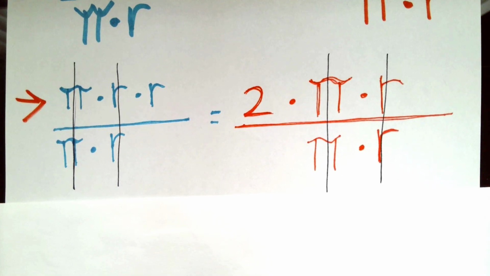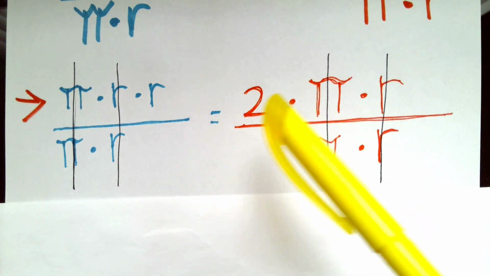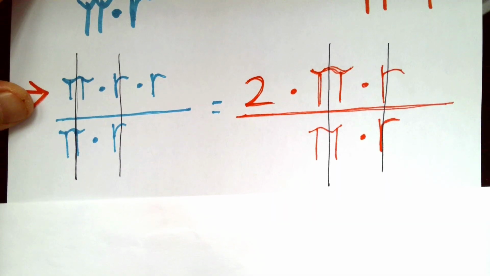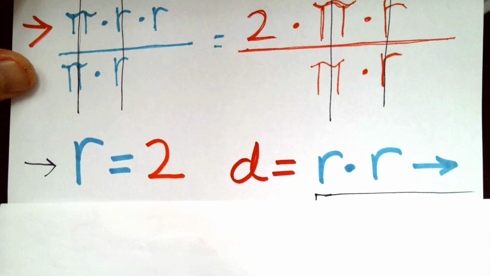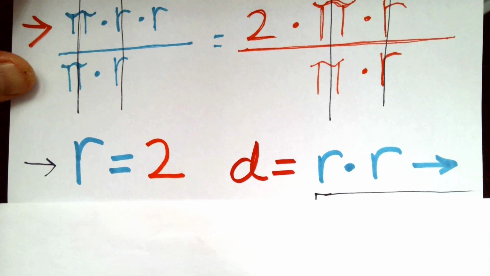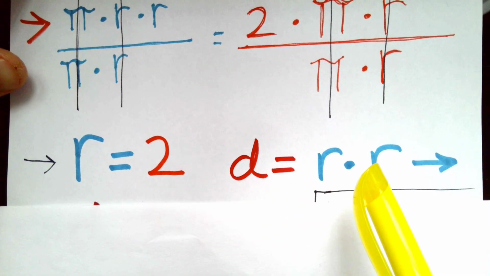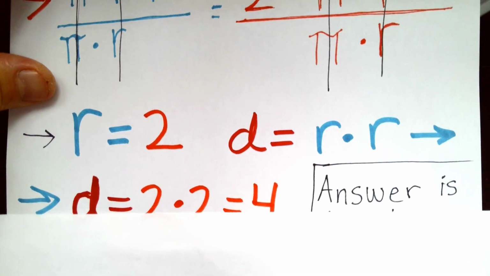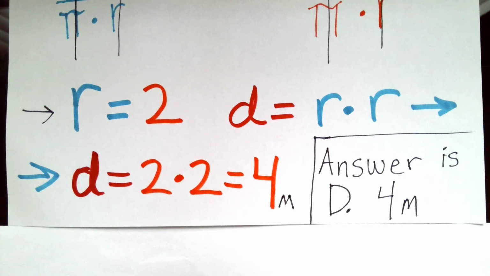Okay, so I'm showing you that here now. Anything over itself is 1, so I'm left with r equals 2. And again, 1 times r is r, 2 times 1 is 2. And just like before, our radius is 2, r equals 2. If you want to find the diameter, you multiply the radius times itself. 2 times 2 gives you 4. The answer for this test question is 4 meters.